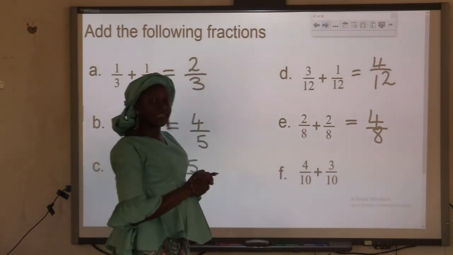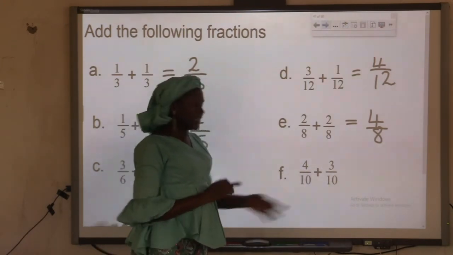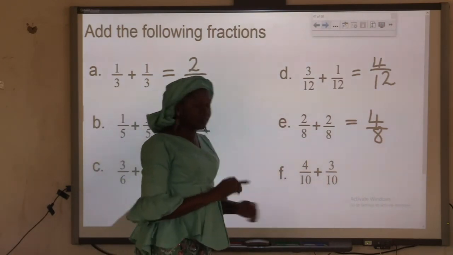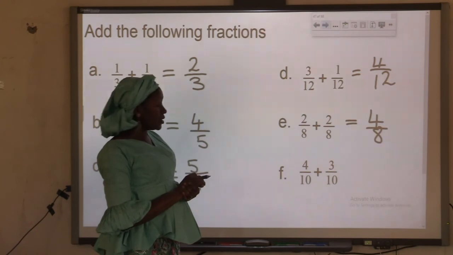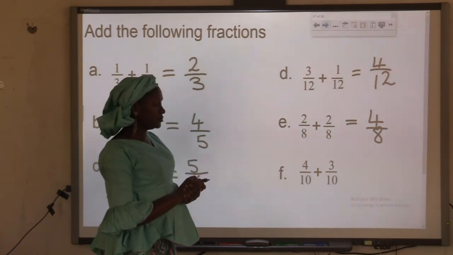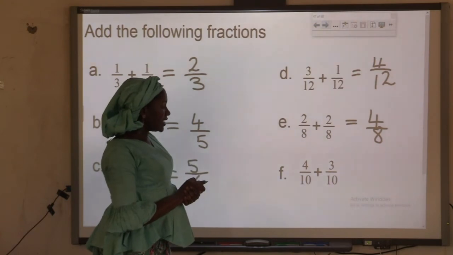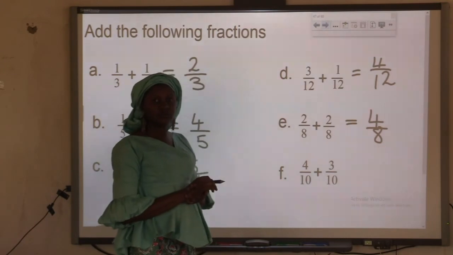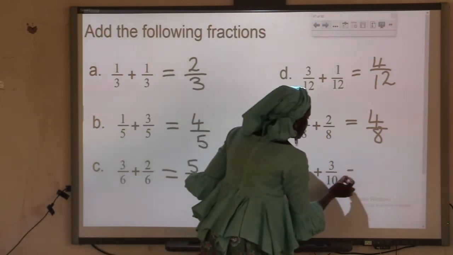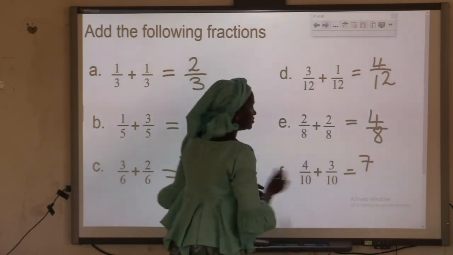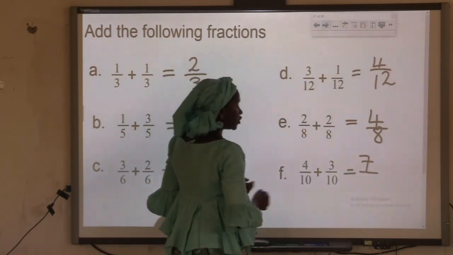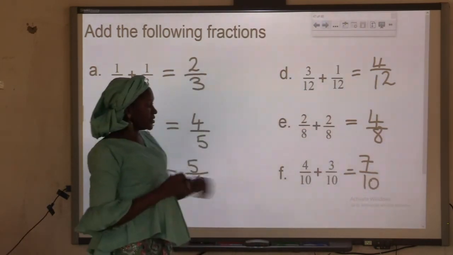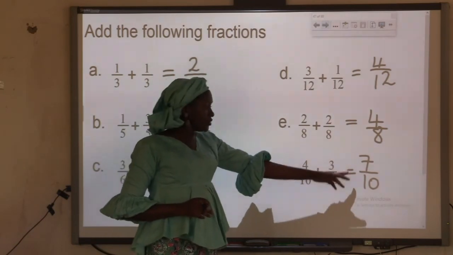Question F. 4 tenths plus 3 tenths, or 4 over 10 plus 3 over 10. We are to add the numerators again. And that is 4 plus 3. 4 plus 3 is how much? 7. And our denominator is what? We have 10 as our common denominator. So our answer reads 7 tenths or 7 over 10.